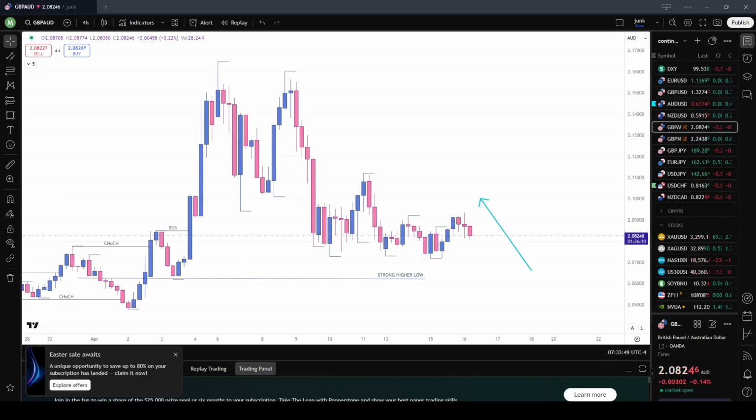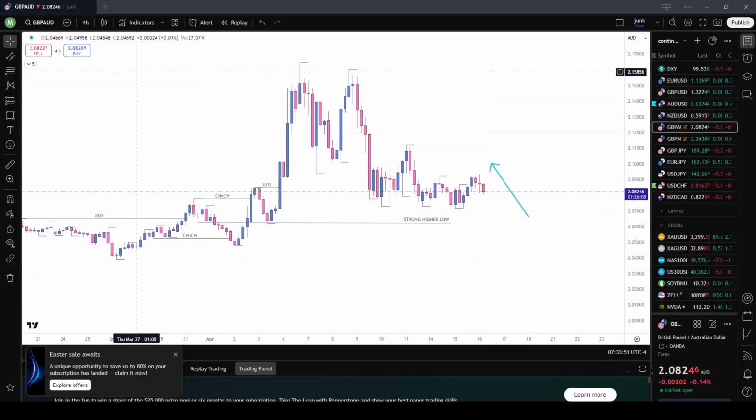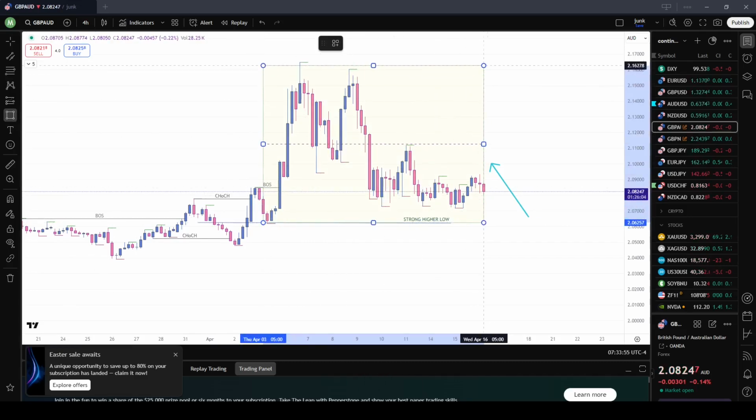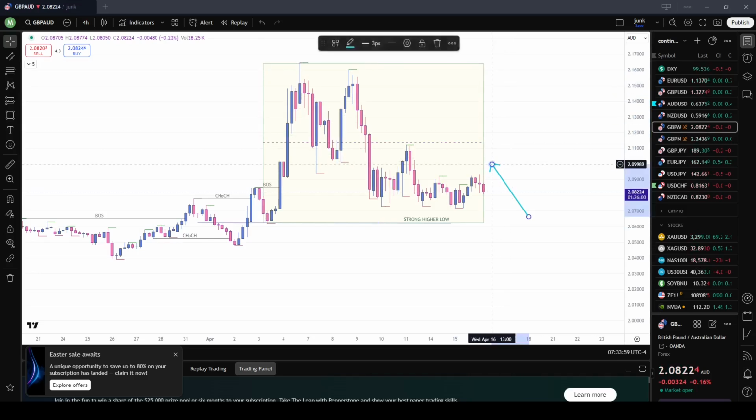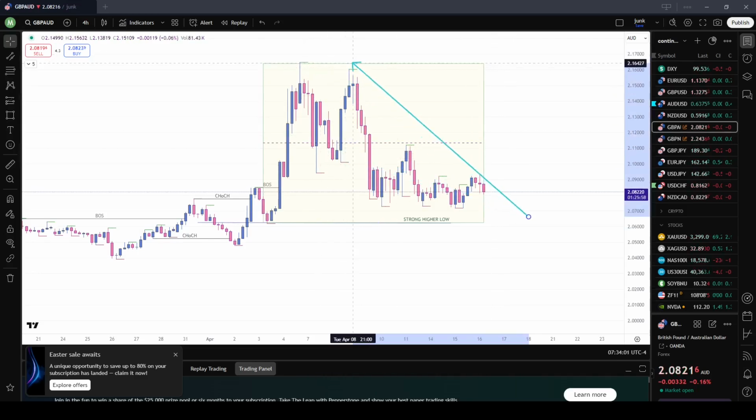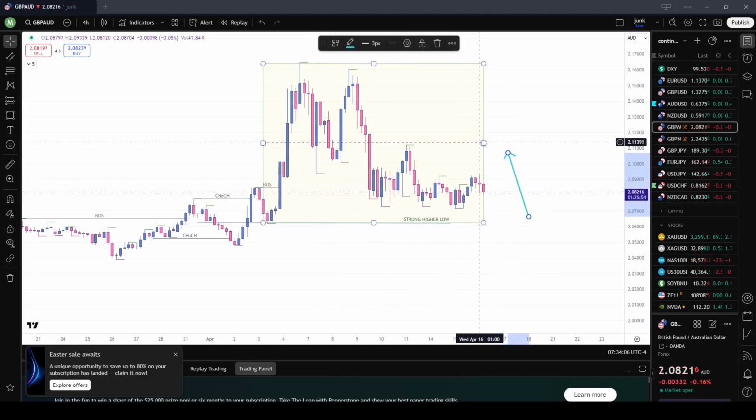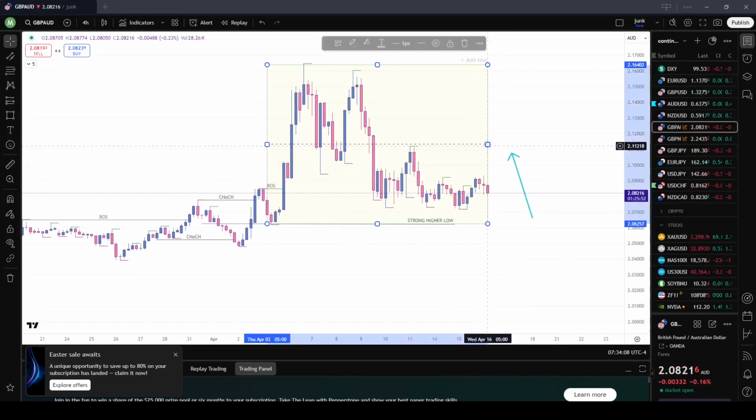GBP AUD. Let's go ahead and map out the current range. Prices continue to trade sideways. As I've been saying, the buyers weren't able to break past the highs of this range, sellers stepped back in, so now we've just been consolidating sideways. Not truly sure if price has decided which direction it's going to go in.